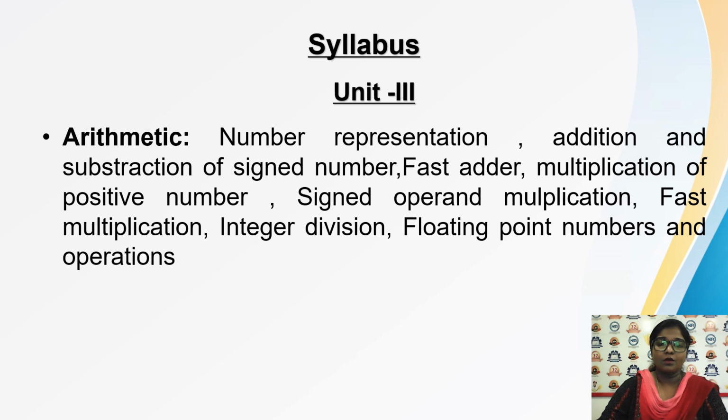In the same way, for floating point numbers, we will see what a floating point number is, and what the various representations are, that is, the IEEE 754 single precision and double precision representations of floating point numbers. And the various operations, that is addition, subtraction, multiplication and division, and how they are performed on floating point numbers, will be covered here.